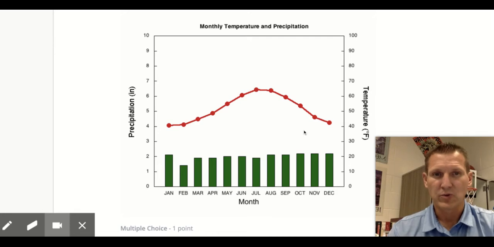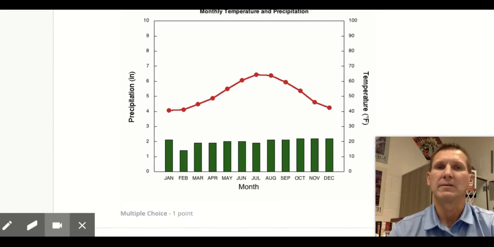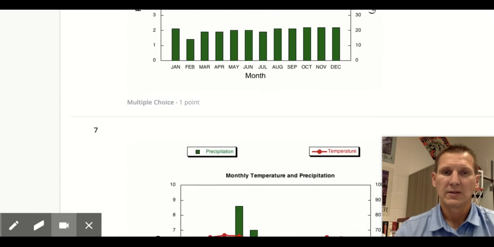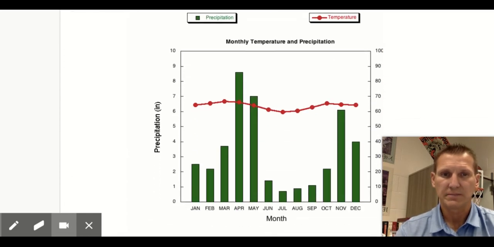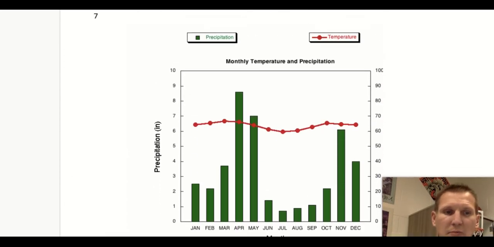So which one of those cities is in the northern hemisphere and is temperate deciduous forest but located close to a large body of water? That would be London, England. So that is your answer for 6. All right, go ahead and do number 7.